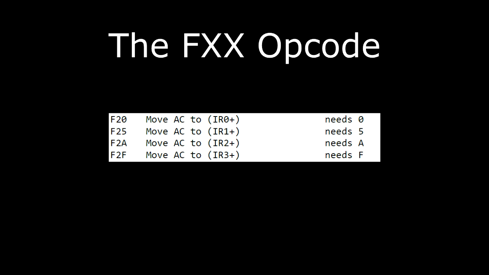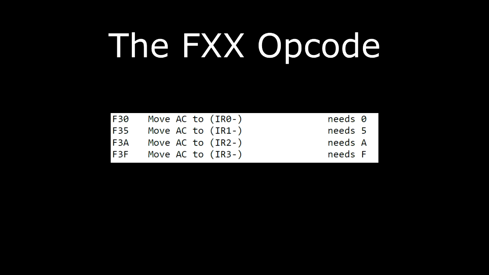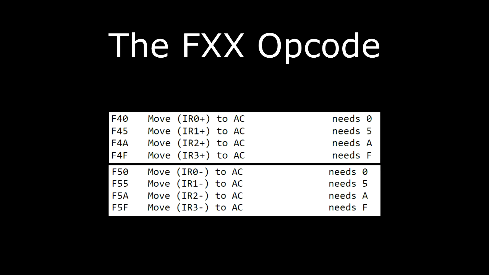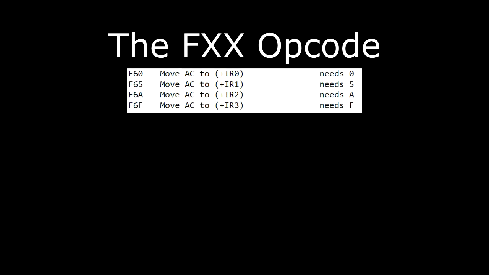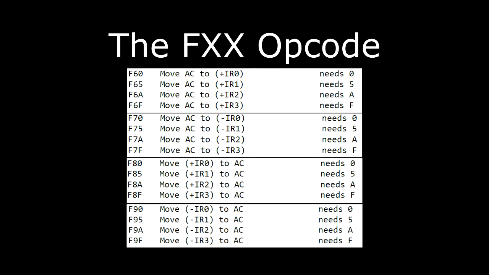This is handy if, say, you want to zero out a buffer. Set IR0 to the start of the buffer, clear the accumulator, issue an F20 instruction for as many bytes as you need to fill that buffer. So you probably have a counter somewhere in memory and you're doing a decrement and skip on 0 on that to tell you when you're done. F30, you can see we can do auto decrement. It's a post decrement. And we can move the other way with the F40 and F50. And then there's the pre-increment and pre-decrement instructions, F60, F70, F80, F90.